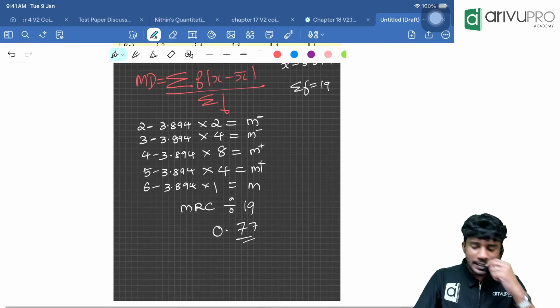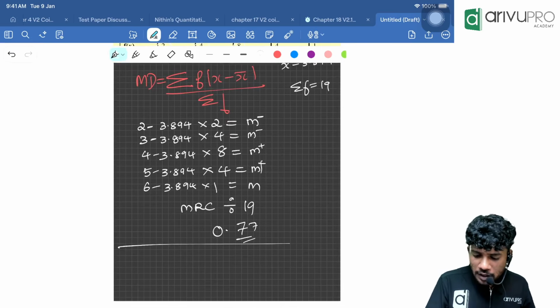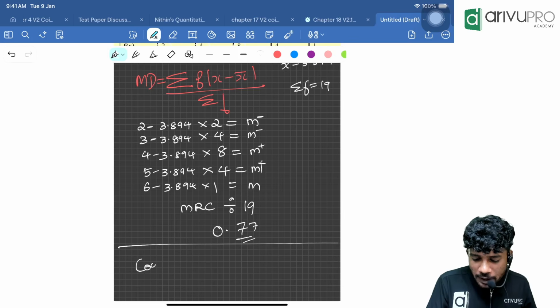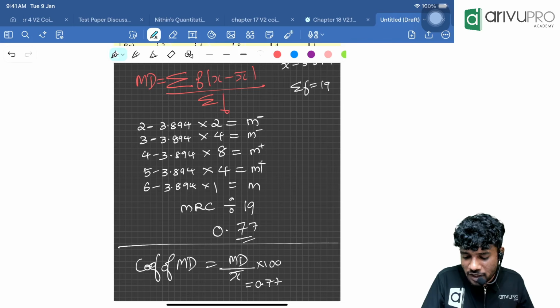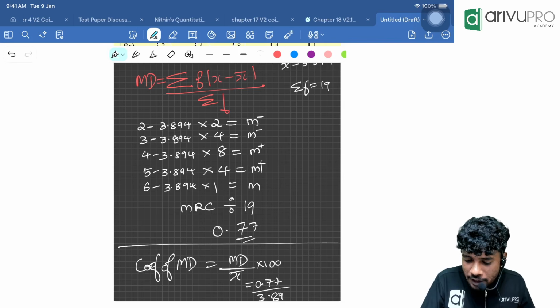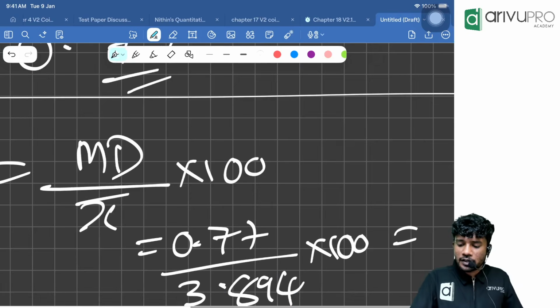Then people, can you find me the coefficient of MD? That will never change. Mean deviation divided by x bar into 100. That is 0.77 divided by x bar, how much, people? 3.894 into 100. How much is the final answer you are getting?